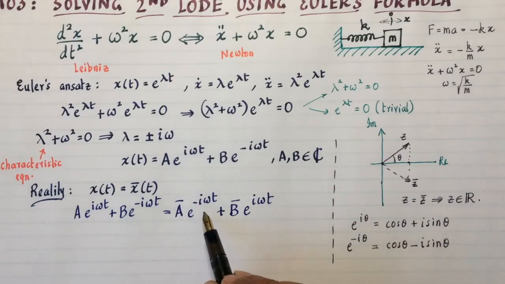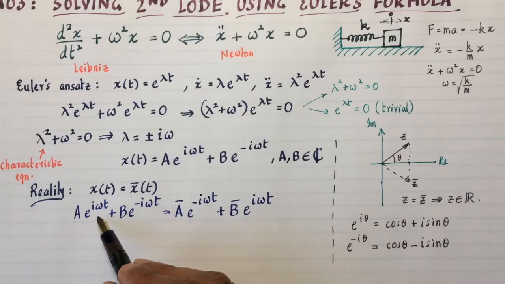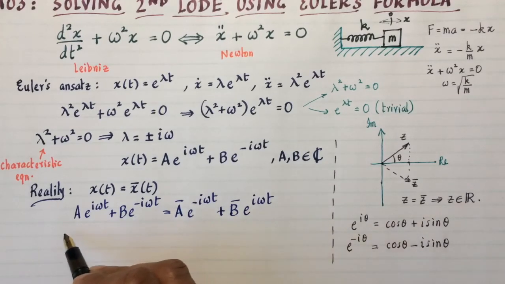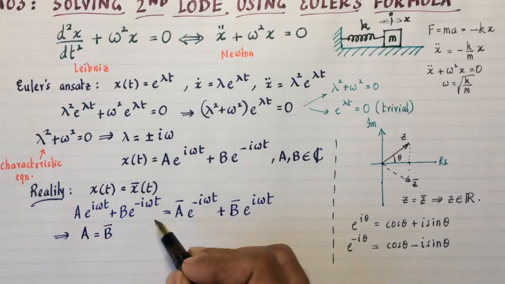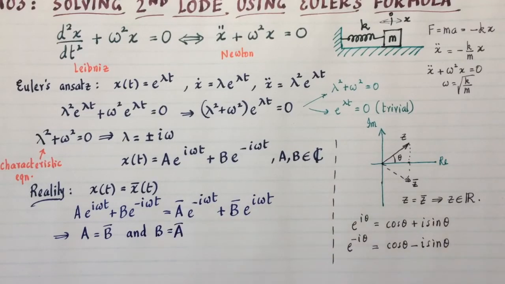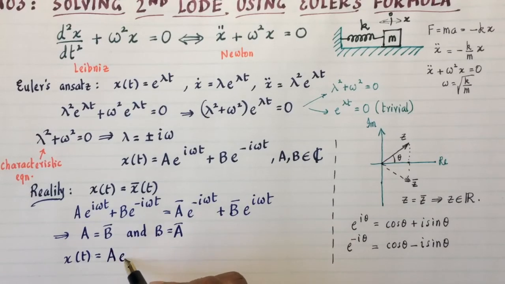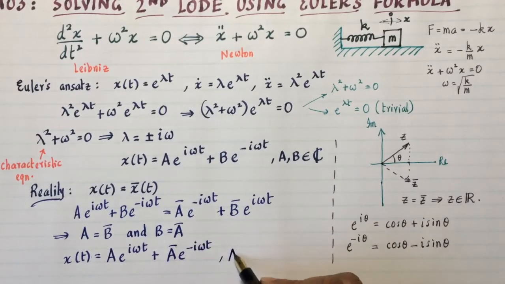If I compare the like terms, meaning the coefficients of e to the i omega t and e to the minus i omega t, I'll get the following system of equations. I'll get that A equals B bar, and B equals A bar. In other words, A and B are complex conjugates of each other. So I don't even have to worry about distinguishing between A and B. So the full solution is x of t is equal to A e to the i omega t plus A bar e to the minus i omega t, with A still being complex.